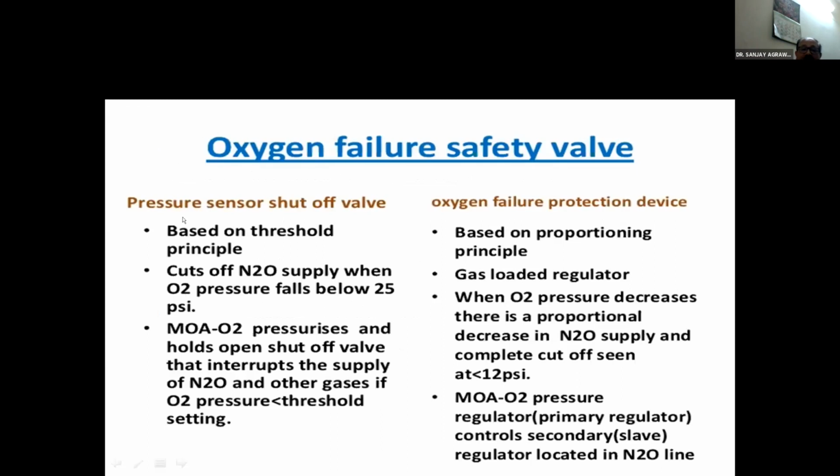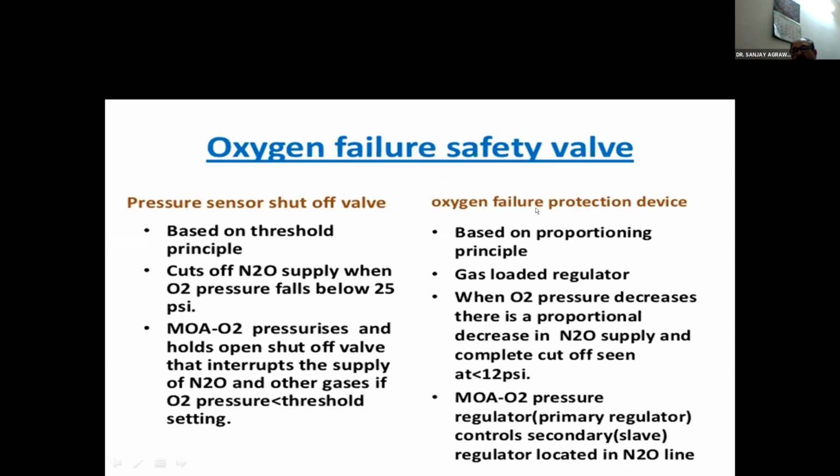So the difference is, the pressure sensor shut-off valve is based on a threshold principle, and cuts off nitrous when the oxygen pressure falls below 25%. The mechanism of action is that oxygen pressurizes and holds open the shut-off valve, which interrupts the supply of nitrous and other gases if oxygen is less than the threshold setting.